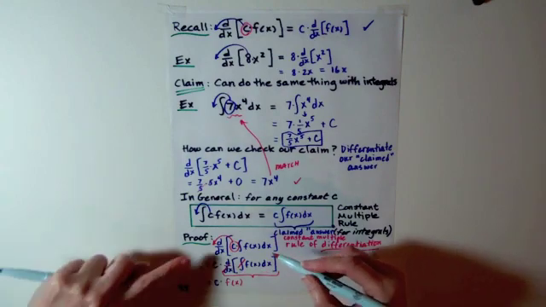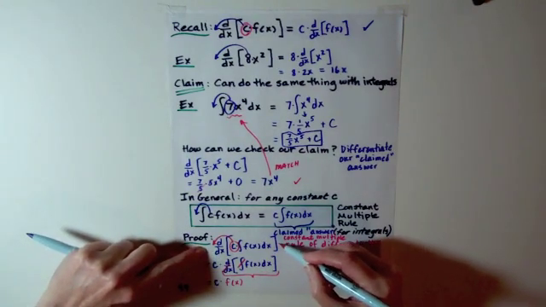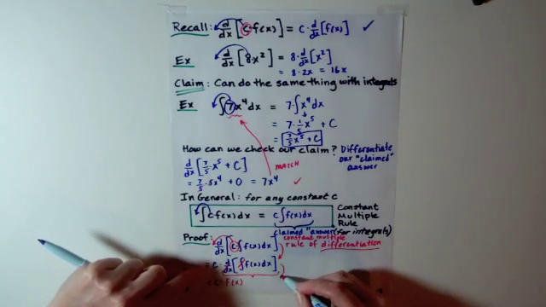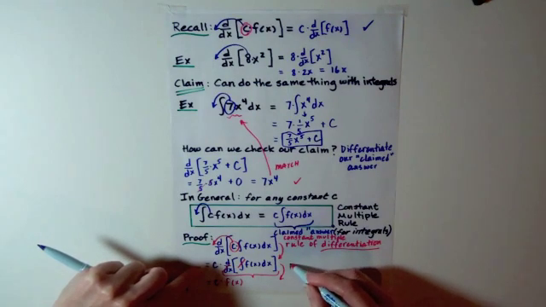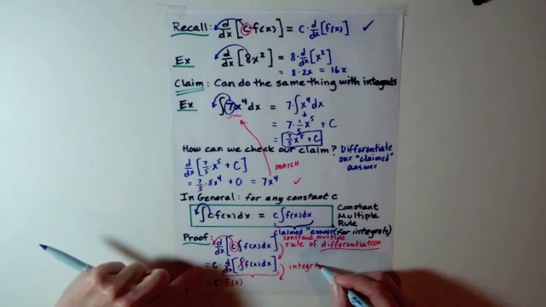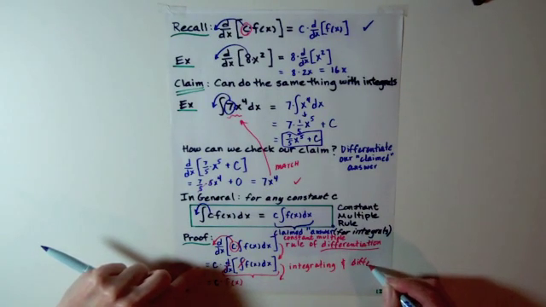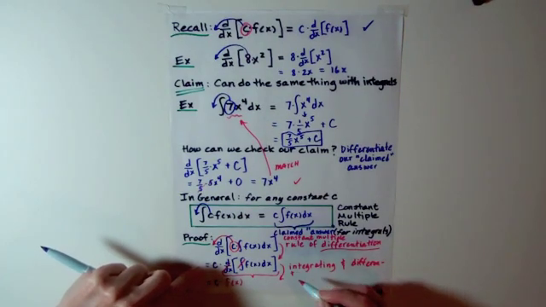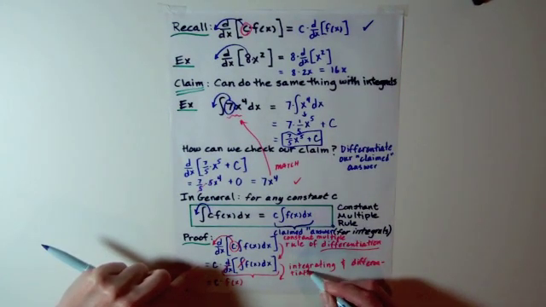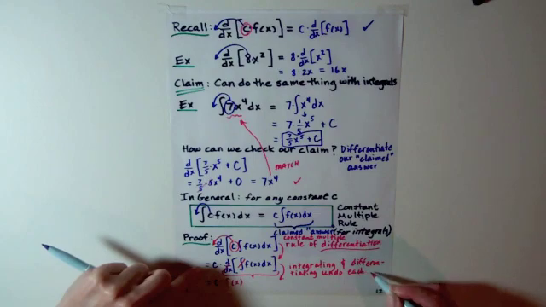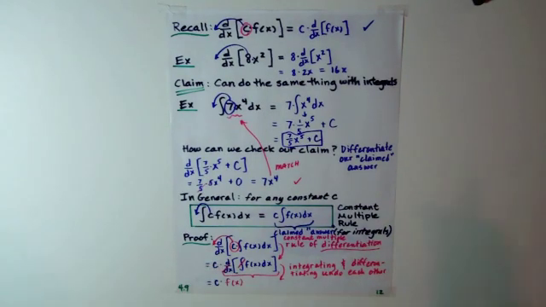Okay. So this first step where we pulled the constant out was from the constant multiple rule of differentiation. This second step was the fact that integrating and differentiating are inverse processes, I'll say, they undo each other. And now look what we have as an answer. We have c times f of x.